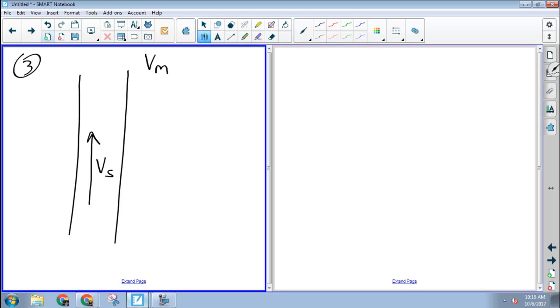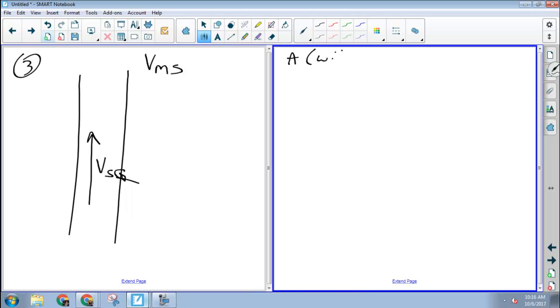Then he gets onto the moving sidewalk. He's still running at 4 meters a second, but that's 4 meters a second relative to the sidewalk. Follow? Yes. So this velocity of the sidewalk is relative to the ground, right? Cool? So chunk A, when he's going with the sidewalk.